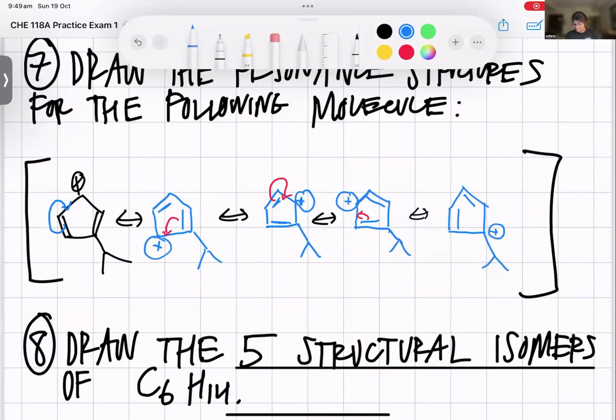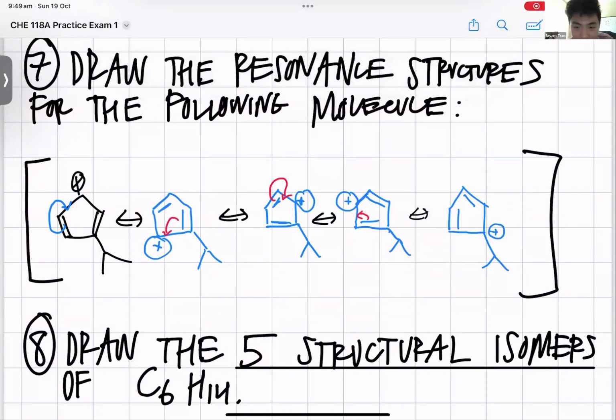Nice. Okay. Have you learned about carbocation stability yet? I don't think so, not yet. Okay. We won't worry about that here.